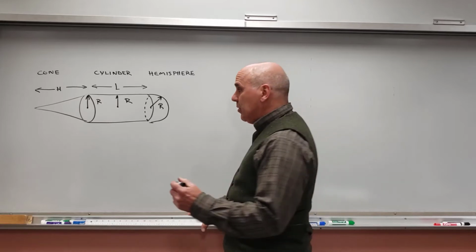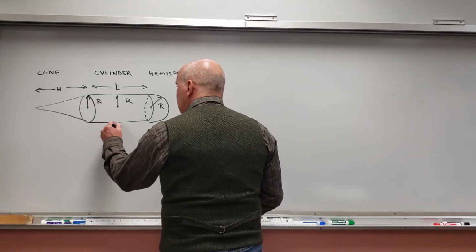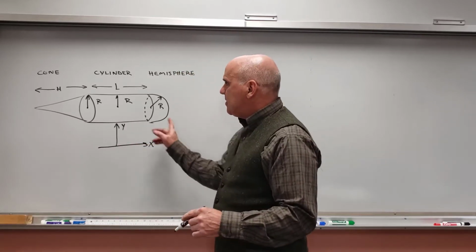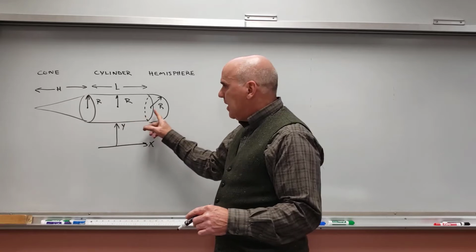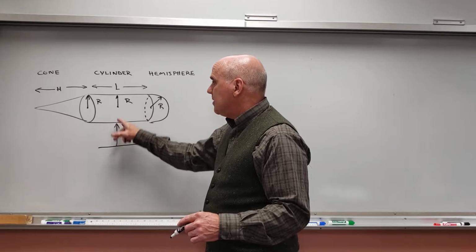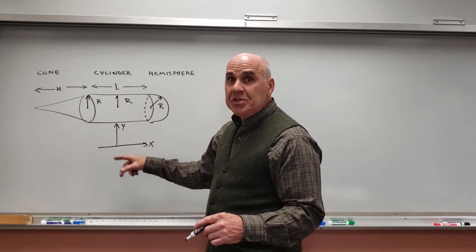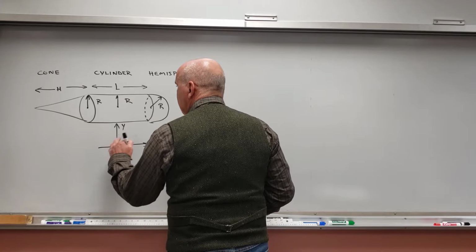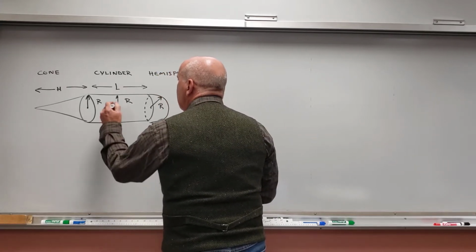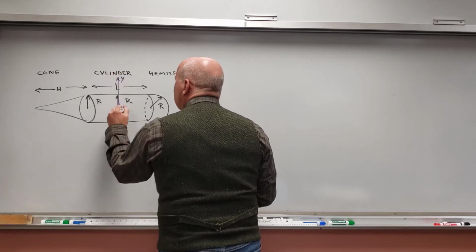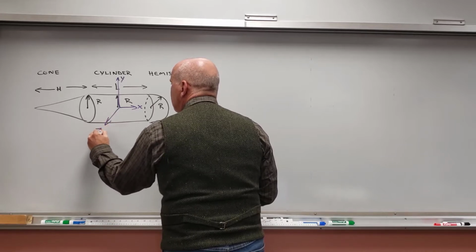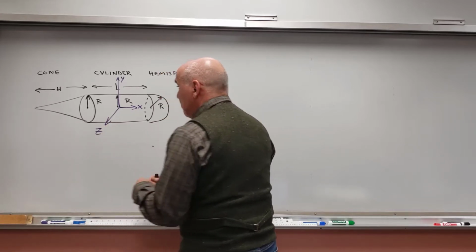I'm going to make my life simple, and I'm going to put the y-axis right here, and the x-axis here. And so the geometric center of the cylinder will be on the y-axis, or the y-axis passes through the geometric center of the cylinder. In fact, let's redo that a little bit. Let's go with the y-axis that way, the x-axis that way, and this is three-dimensional, so the z-axis comes out of the board.